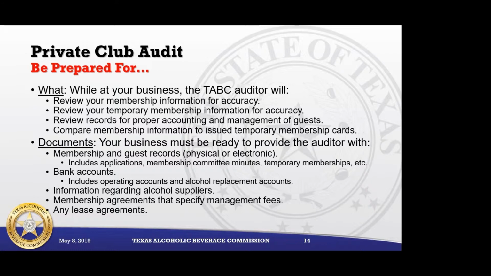There should either be a physical or an electronic copy. This can include membership applications, membership committee minutes, or the listing of all the temporary members. Bank accounts, we will need to see the bank account for the operating account and for any alcohol replacement accounts. We'll also need to see information regarding alcohol suppliers to determine where you're buying from. And then we'll also need to see your membership agreements that specify any kind of management fees or any lease agreements that you're operating under.